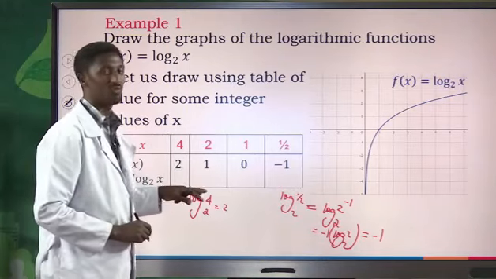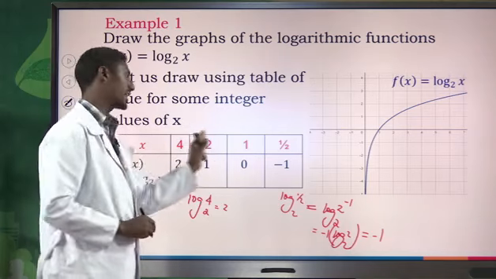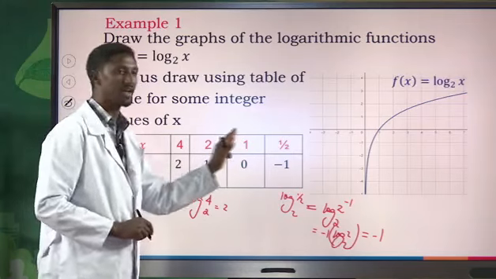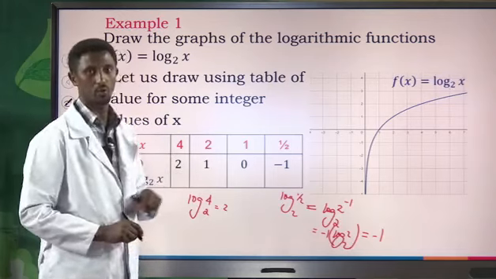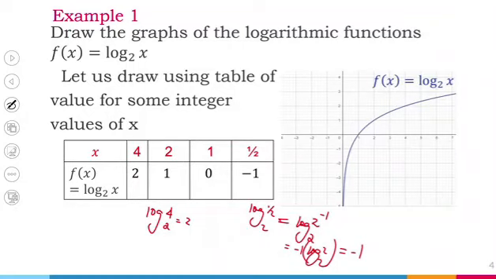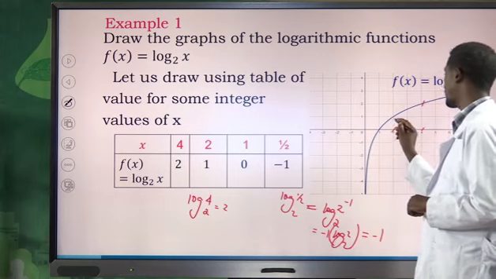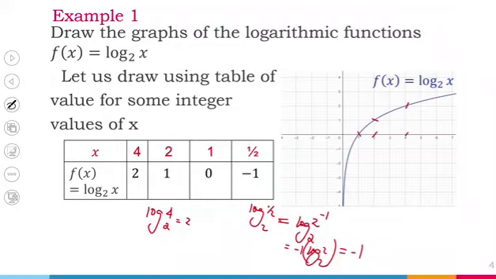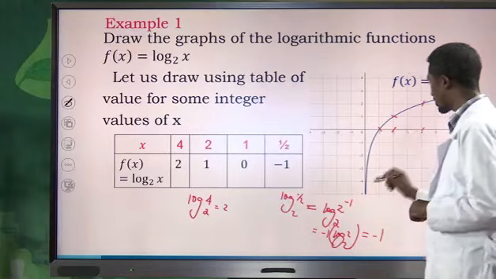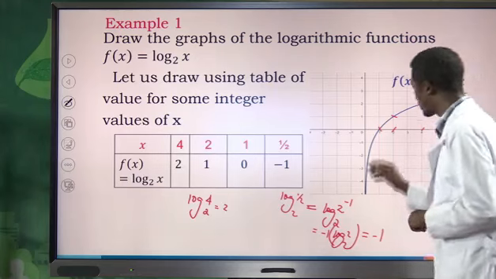Using this table of values, let's locate these points on the coordinate axis. Here, if we observe, the values of x are only positive numbers, because a logarithmic function is defined for positive real numbers. Now, at x equals 4, what is the value of y? It's 2. And at x equals 2, what is the value of y? It's 1. At x equals 1, what is the value of y? It's 0. Then if we connect these points by a smooth curve, the graph of f of x equals log x to base 2 looks like this.